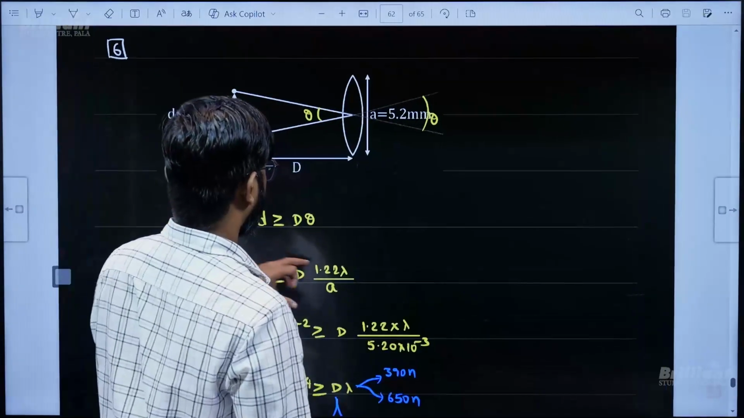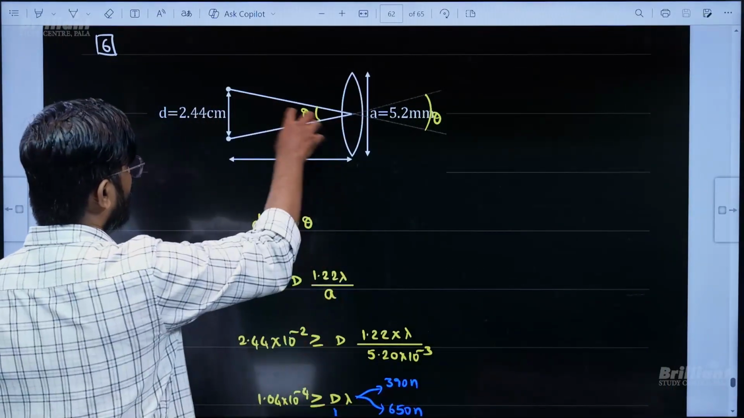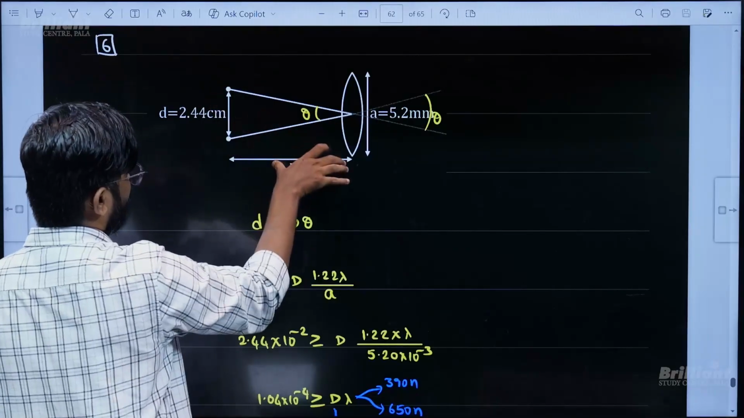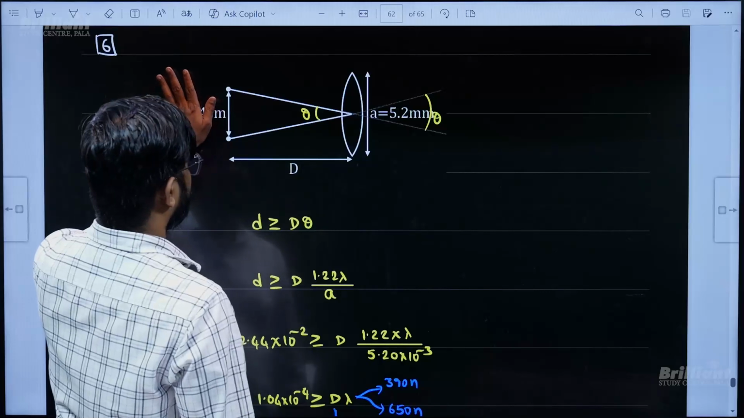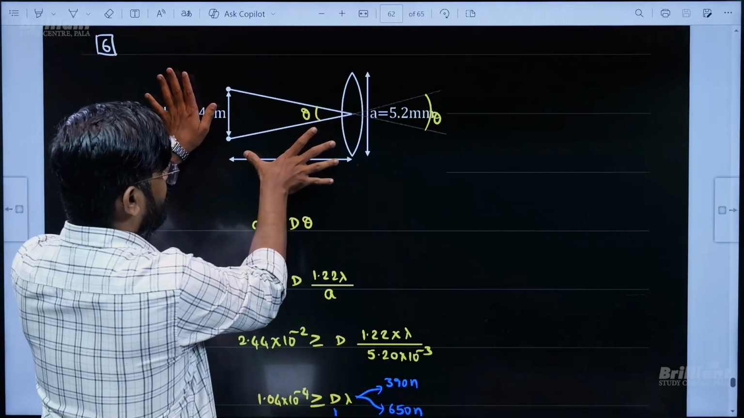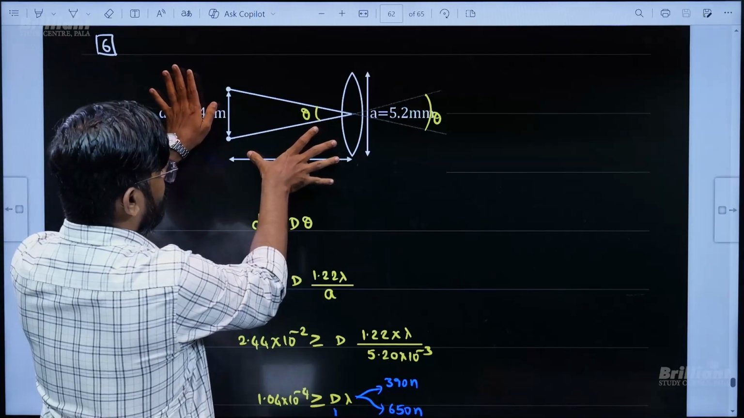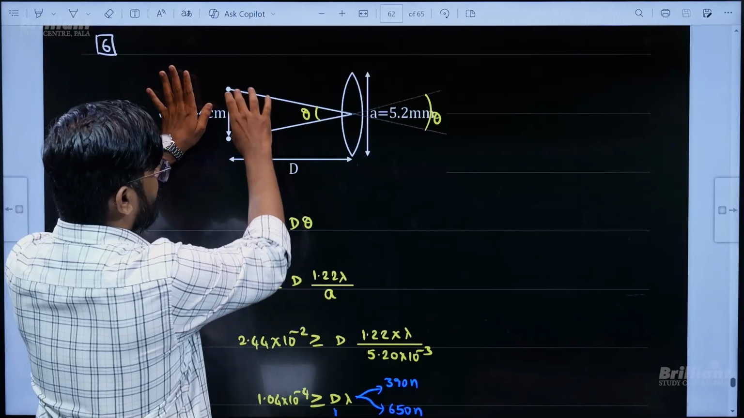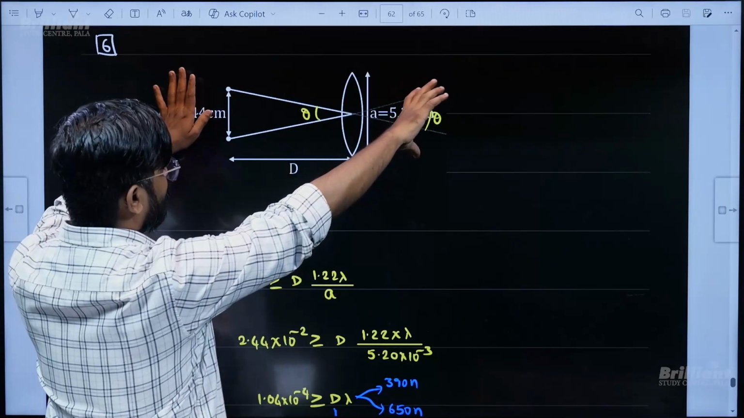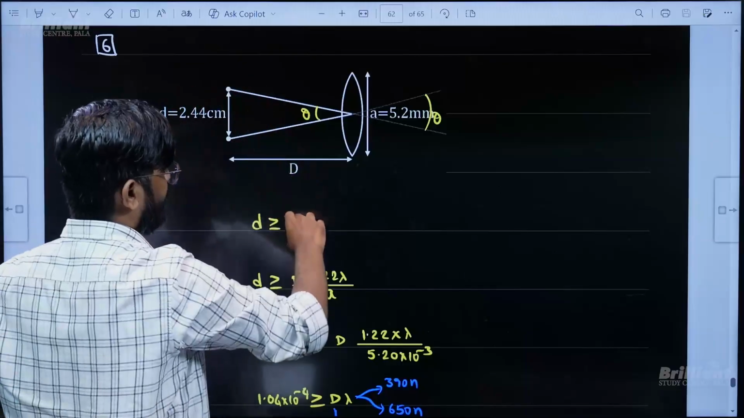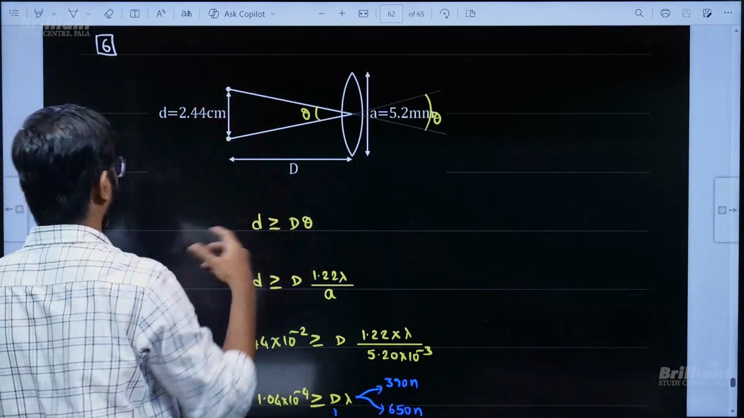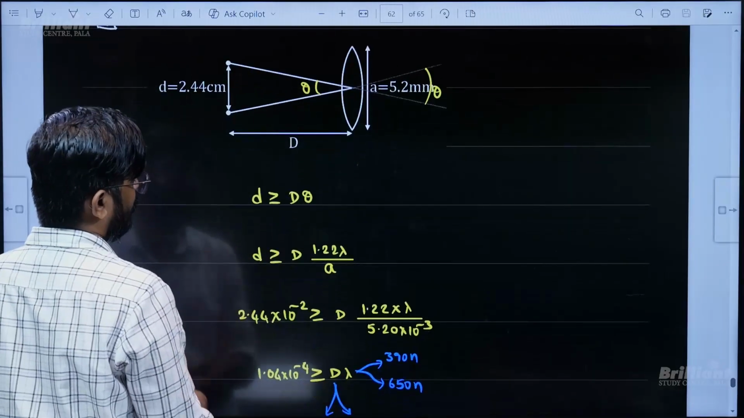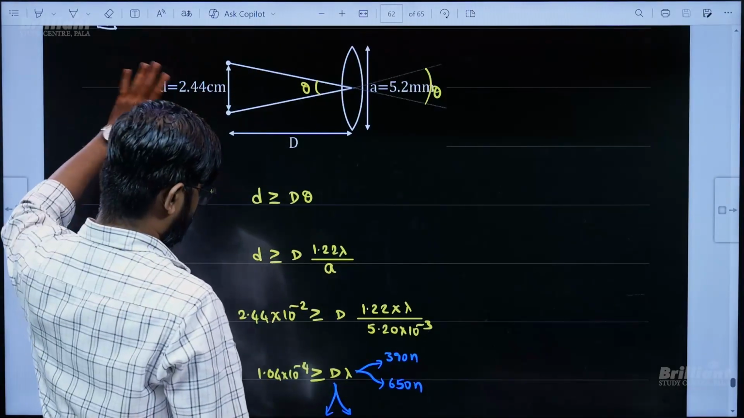So that angle is 1.22 lambda by a. You can see this length is almost d into theta. So we know this angle, we know this distance. What should this distance be such that it will be just resolved? That is going to be d theta, where theta is 1.22 lambda by a. So if the distance is more than that, then it is well resolved.